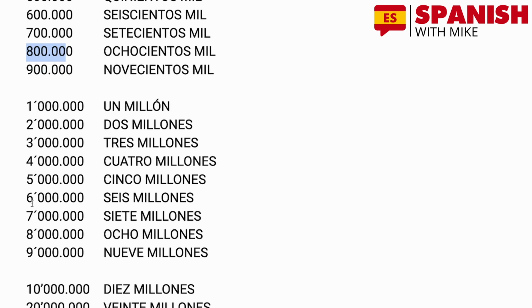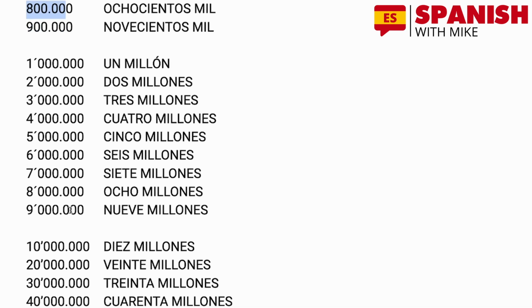The millions. Here we have the units pretty much the same, but not exactly for uno. So we don't say uno millón. We just say un millón. Like if we said a million, not one million. Uno millón, we don't say that in Spanish. We just say un millón.